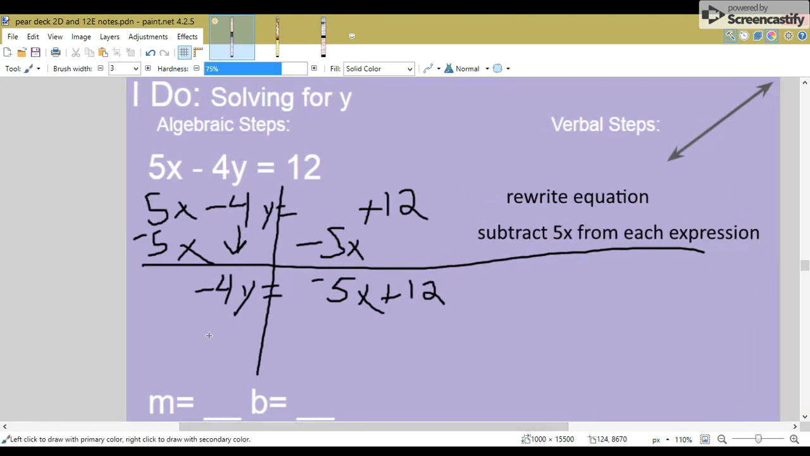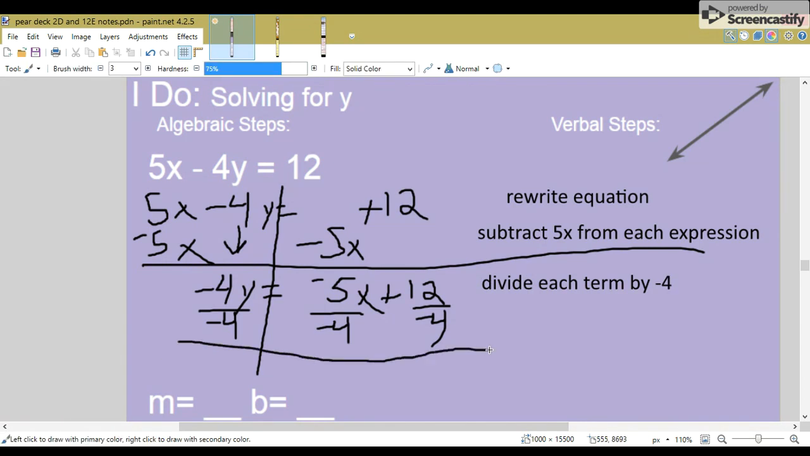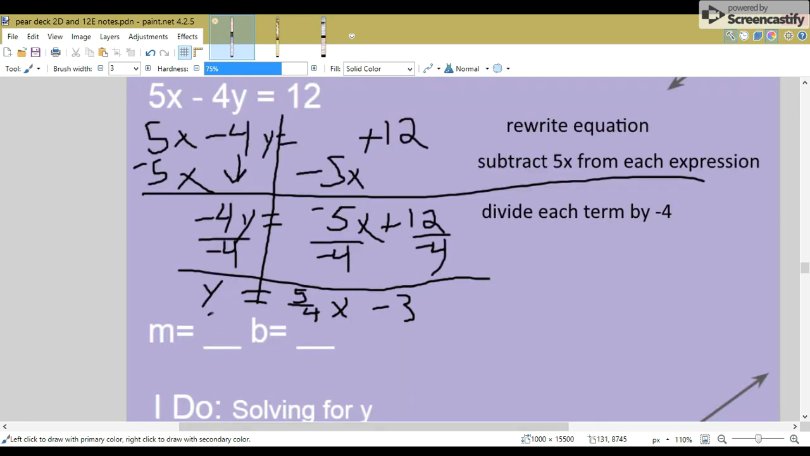Okay, the next step, divide each term by negative 4. Negative 4y divided by negative 4 is 1y. 1y equals 5/4 x minus 3. That's your slope-intercept form, where your slope m is 5/4 and your b is negative 3.